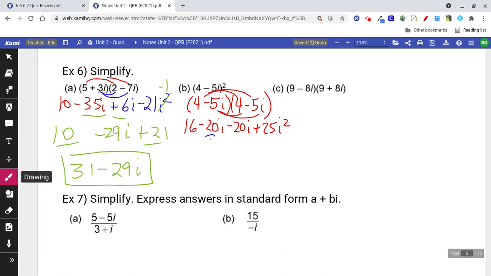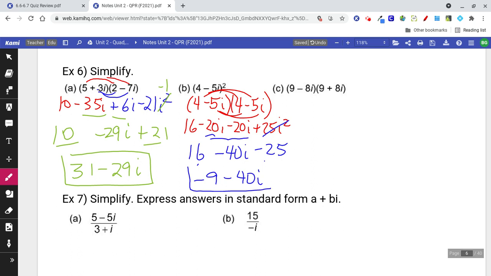Like terms, that's going to be minus 40i. You have 16 minus 40i. And then 25 times negative 1 is minus 25. 25 times negative 1, right? So we have 16 minus 25 is negative 9. Negative 9 minus 40i. A lot of people are going to try to distribute this exponent. Please don't do that. You can't do that. It's not allowed. Next one, kind of the same deal.